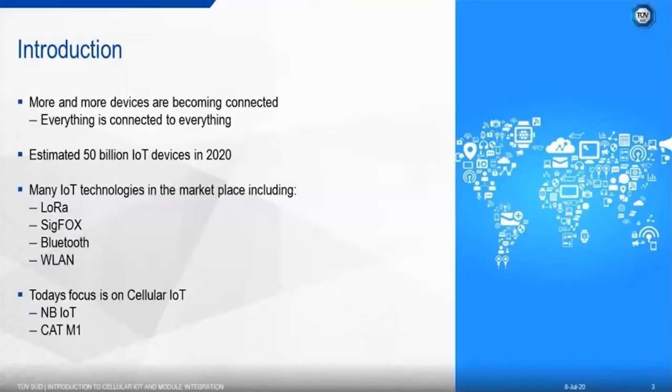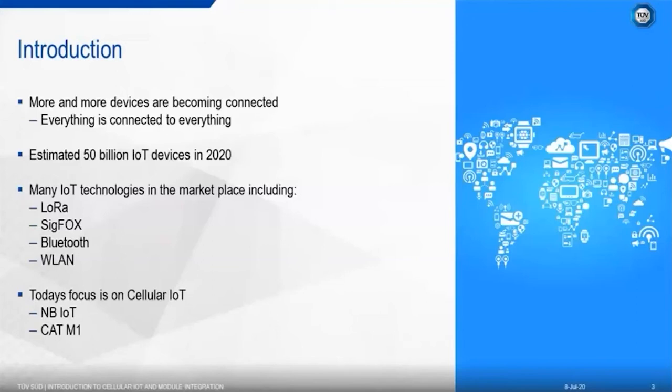So cellular IoT is not really new technology. It's been around for a little while, but has now started to gain some traction due to networks now supporting and implementing it, and the cost of modules is slowly reducing. It's important to note that there are many other IoT technologies in use today, and some of the more familiar ones are listed on the slide, such as LoRa, Sigfox, Bluetooth, wireless LAN, and many others.